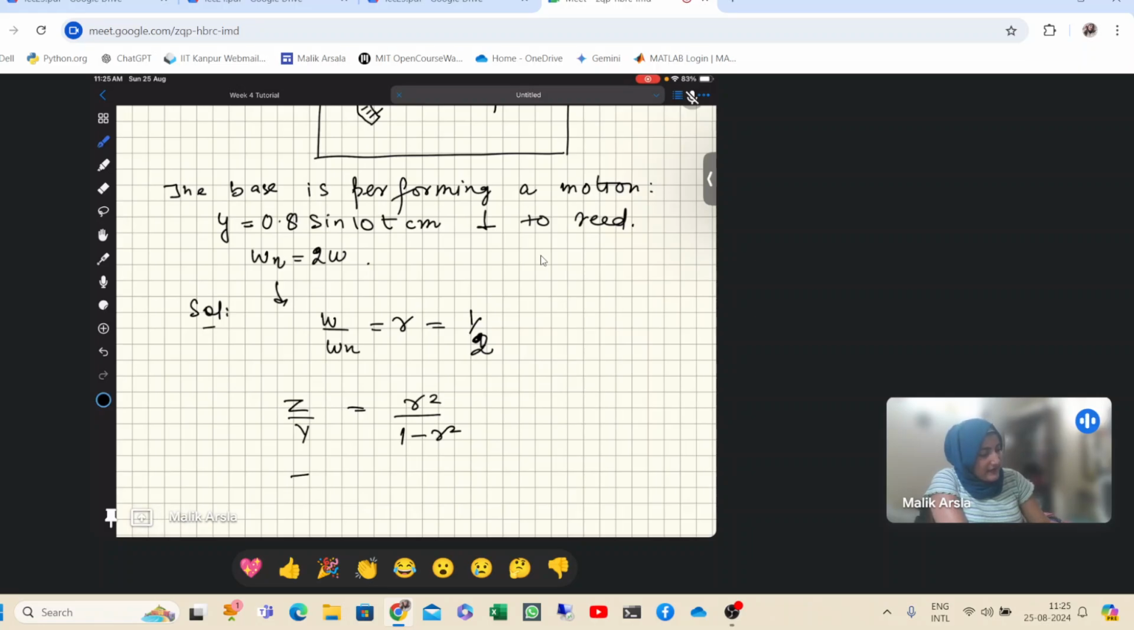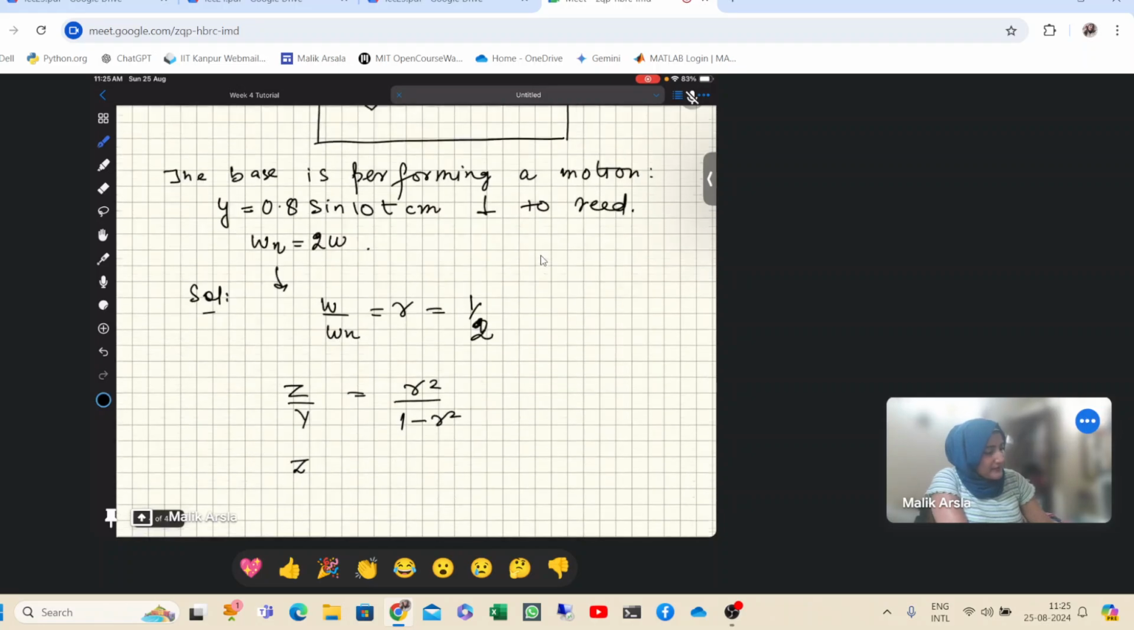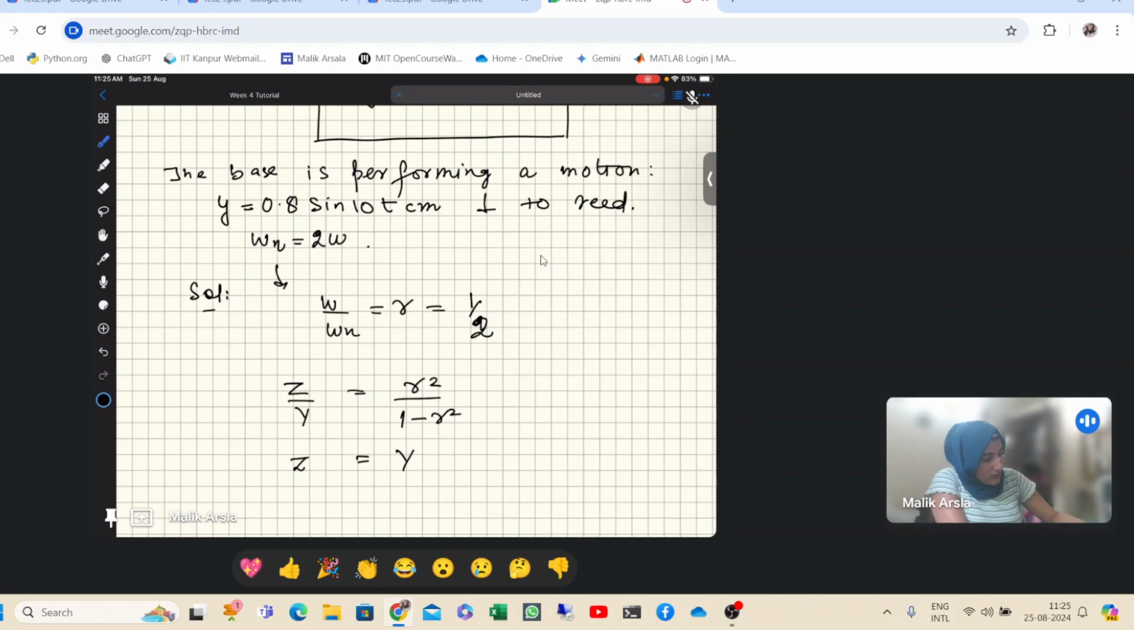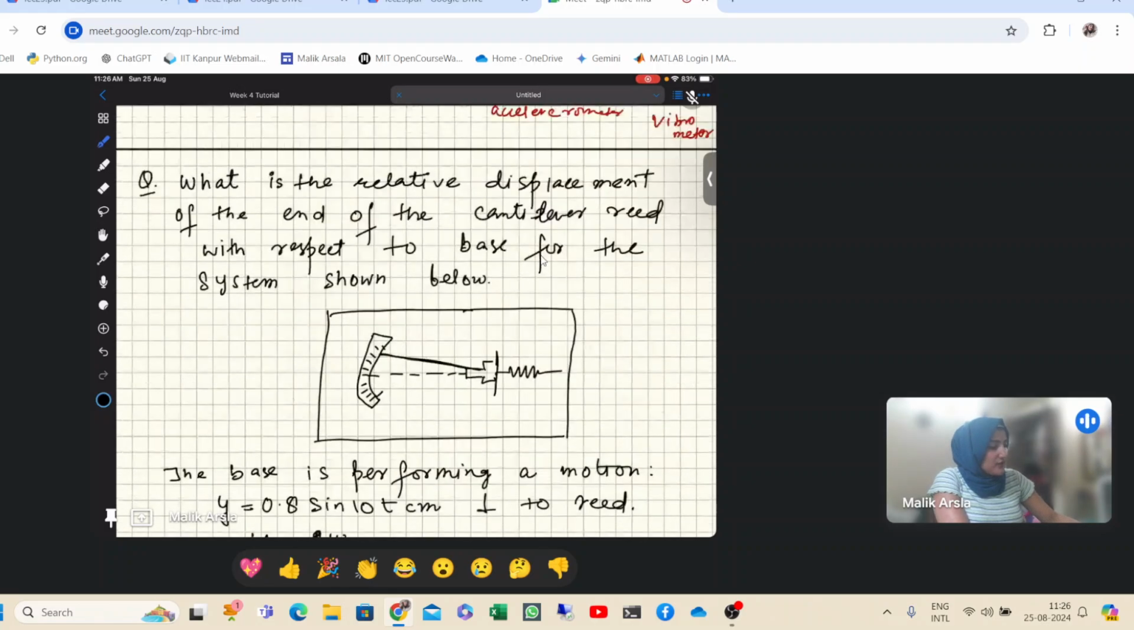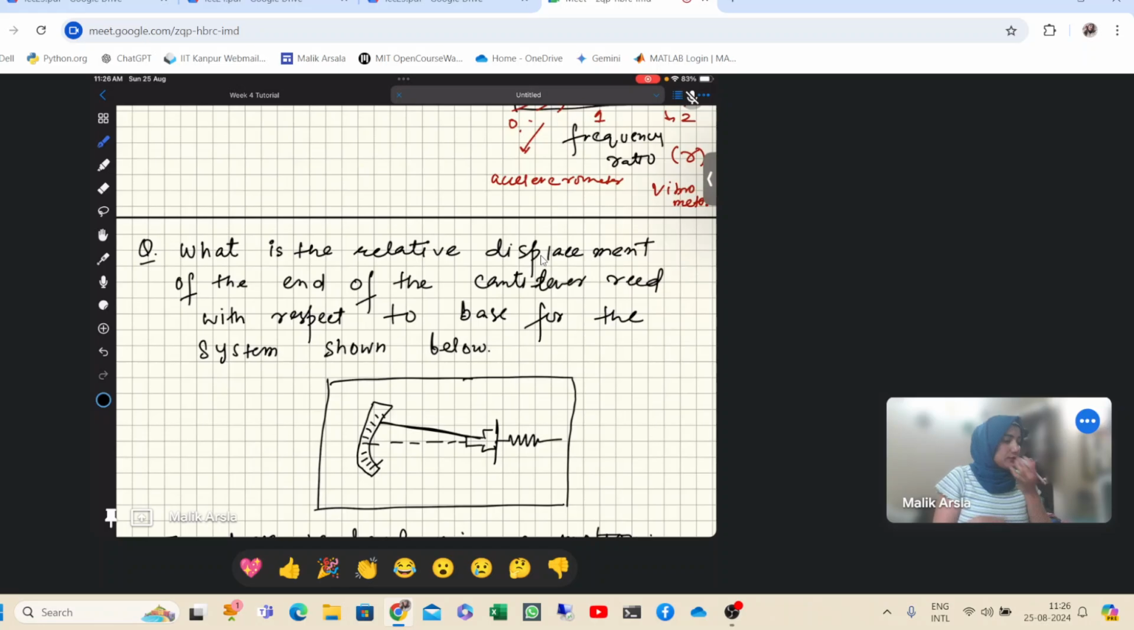So it will be z, z is capital Y into r square upon 1 minus r square, which is equal to 0.8 into 0.5 square upon 1 minus 0.5 square. Now this calculation is very simple, so it will come out to be 0.8 into 0.33. You can check it for yourself. So it will be 2.66 centimeter. Okay. So this is basically the displacement of the end of cantilever reed with respect to the base. So basically the relative.